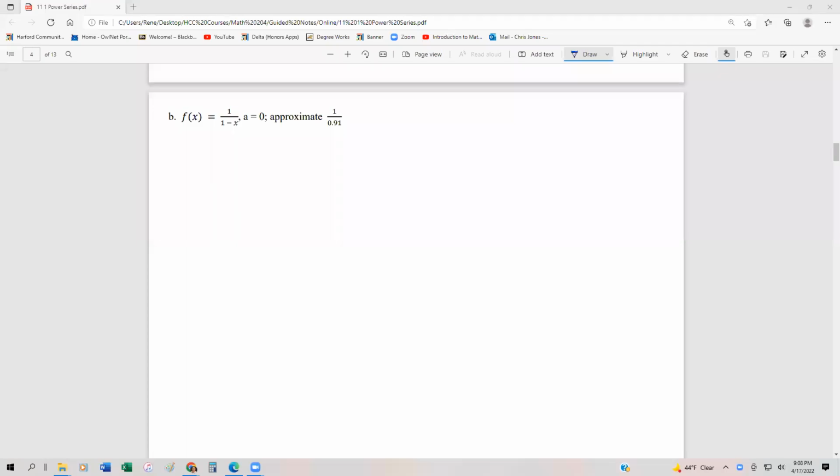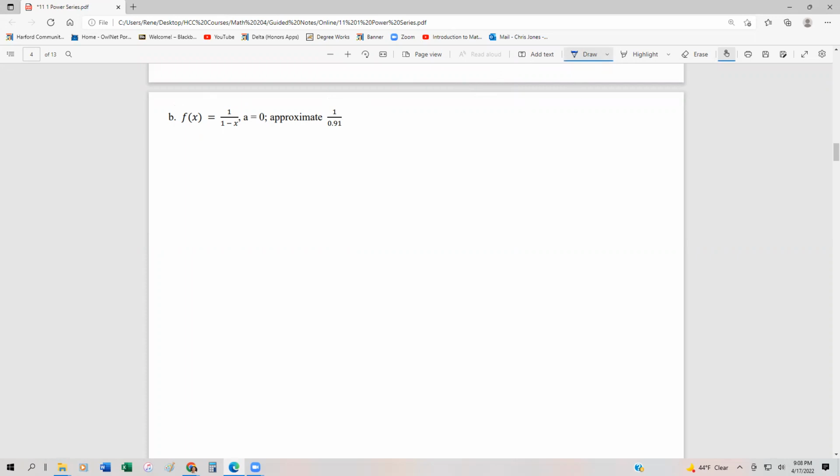Here's another example of being able to use a linear approximating polynomial and a quadratic approximating polynomial to approximate the value of a not so nice function or a not so nice expression. So we're going to have this function f of x equals 1 over 1 minus x, centered about the point a equals 0, to approximate 1 over 0.91.